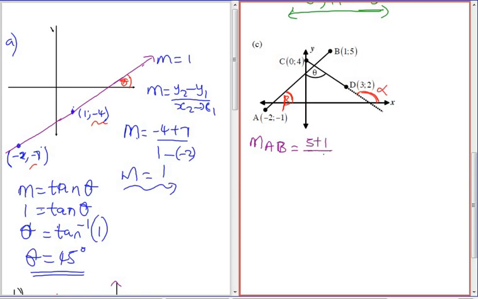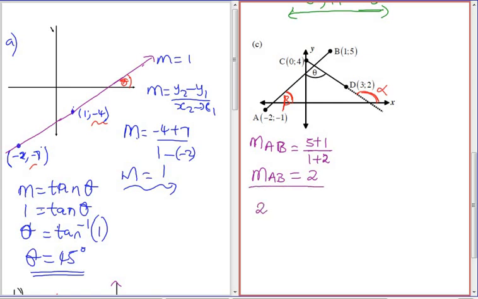Divided by 1 minus 2, which will be 1 plus 2. So this one was a very easy one to sort out. Okay? So your gradient is going to be equal to 2. So that is your gradient of AB. It's as good as you're just saying 6 divided by 2. So getting beta is not going to be a problem.